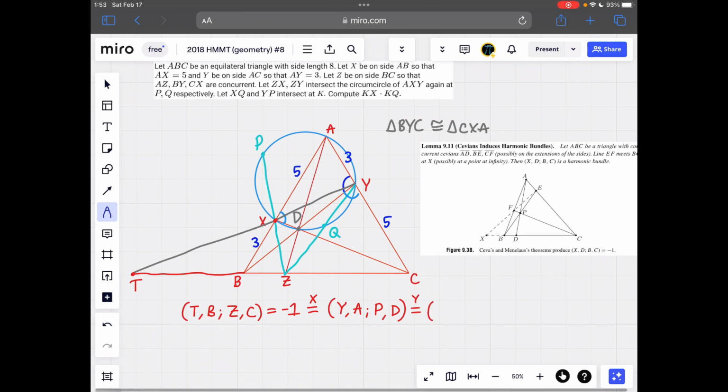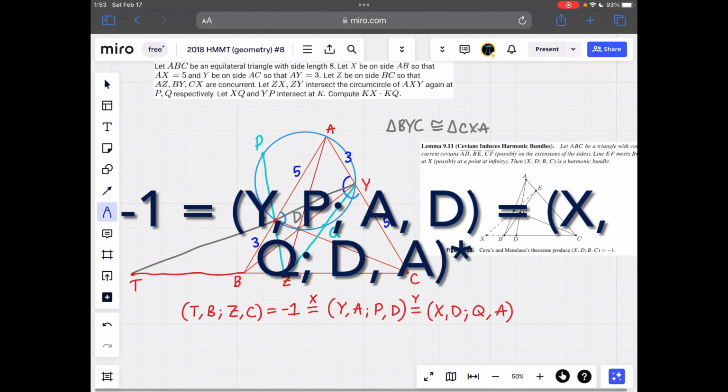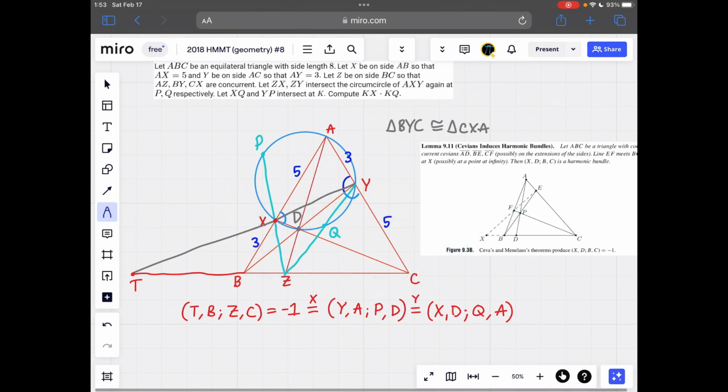And projecting through point Y, TY intersects the circumcircle at X, BY intersects it at D, ZY intersects the circumcircle of AXY at Q, and obviously CY intersects it at A. So both quadrilaterals YAPD and XDQA are harmonic.